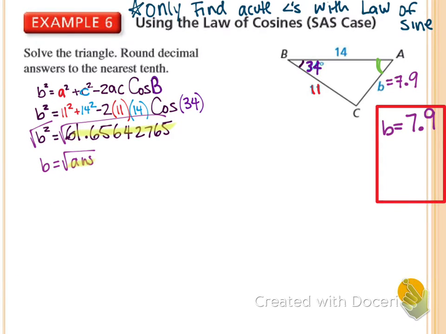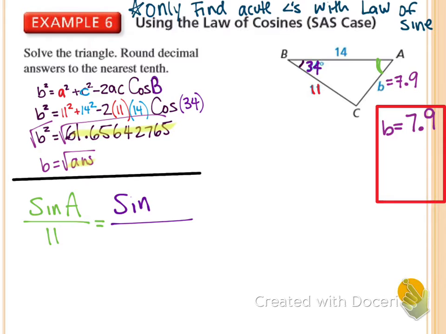So remember that you want what's missing on the top. So sine of angle A over what's going to go on the bottom? 11. And then we want to use our known pair. So sine, what's my known pair are the b's, right? So sine of 34 over 7.9. So what do we do next? Multiply times 11. Good. Times 11. Remember, leave this in your calculator. It's going to be a very long decimal.